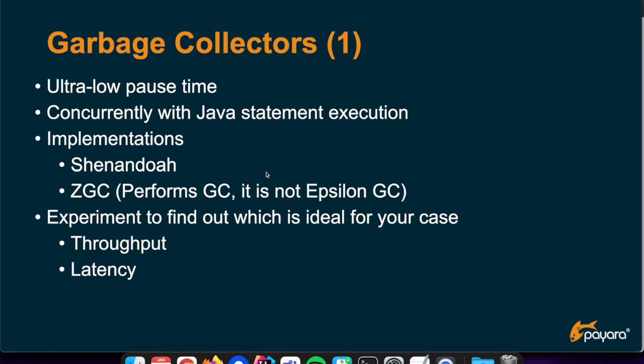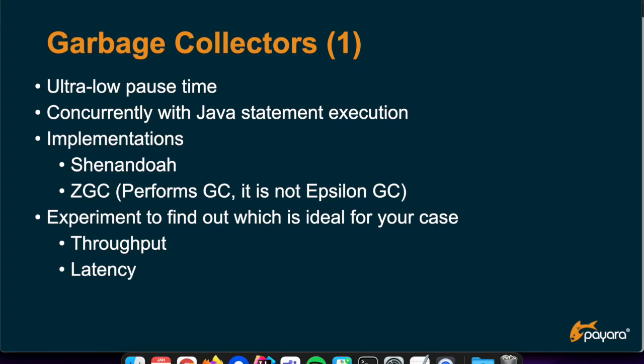The next feature that I want to discuss with JDK 17 is the garbage collectors. There are a few new garbage collectors now available. They have been developed over various versions, but they are now ready for general usage, if you ask me. These Shenandoah and ZGC collectors are designed with an ultra-low pause time, so they do not stop the execution of your application for a long time. And most of the functionality of the garbage collector runs concurrently with your Java statement execution.